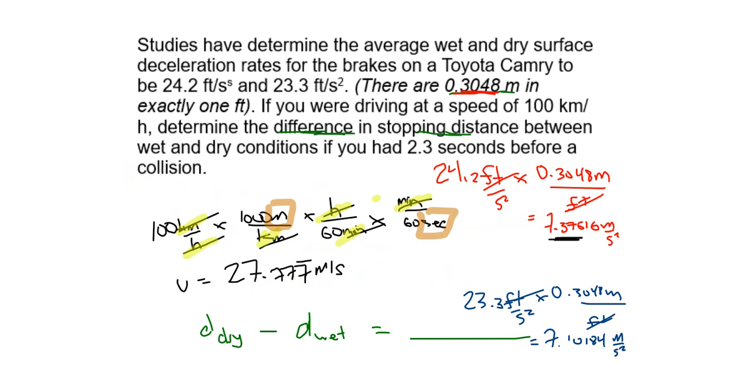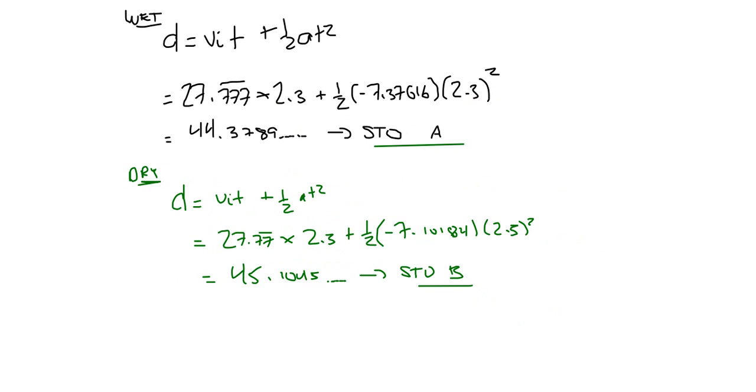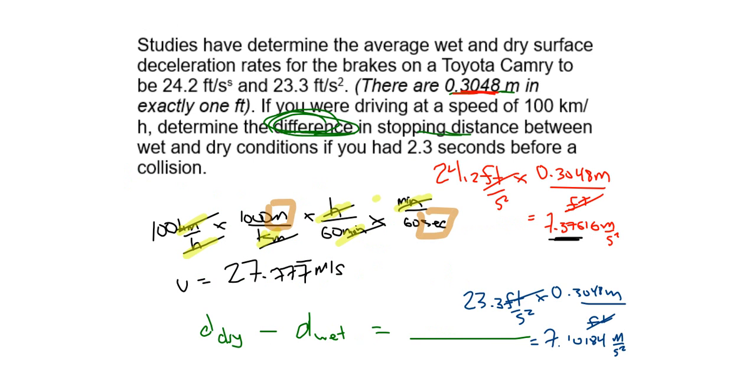Well, for the last step here, it wanted to know the difference in stopping distances, right? So how much worse is it or better is it between wet and dry? Just subtract your numbers. So take the 45.1045 number that you have hopefully stored, subtract the 44.3789 number that you have stored, and I got a difference of 0.7255, etc.